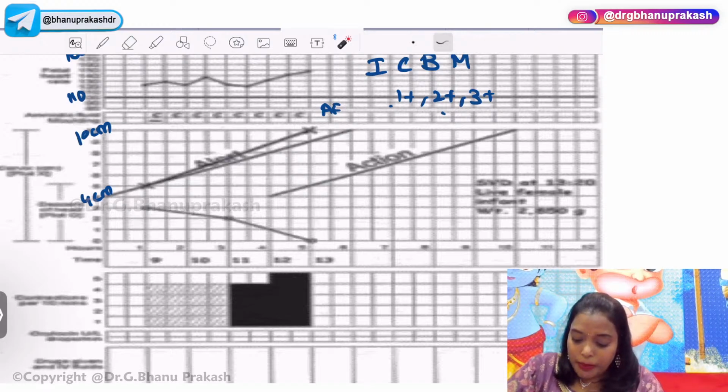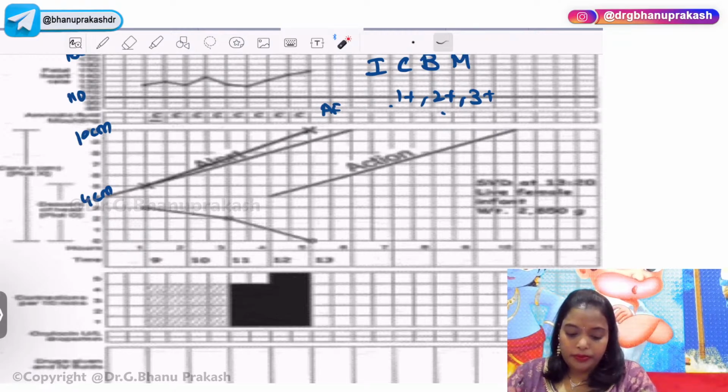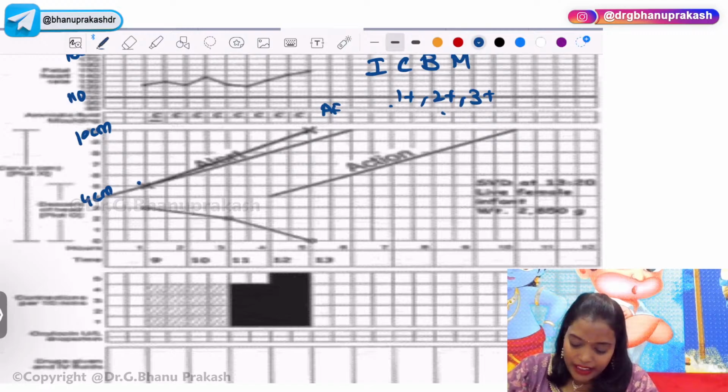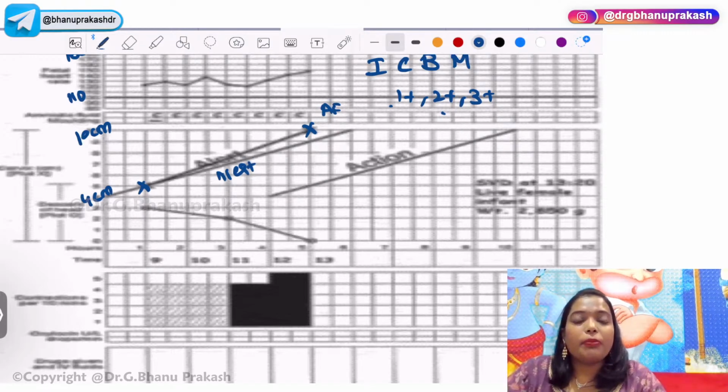So what do you think? Is partogram normal or abnormal here? In the picture which I have shown, is the partogram normal or abnormal? Okay, if you are getting confused, which is the line? This is the line. This is the alert line. The upper one is the partogram. Is it normal or abnormal?